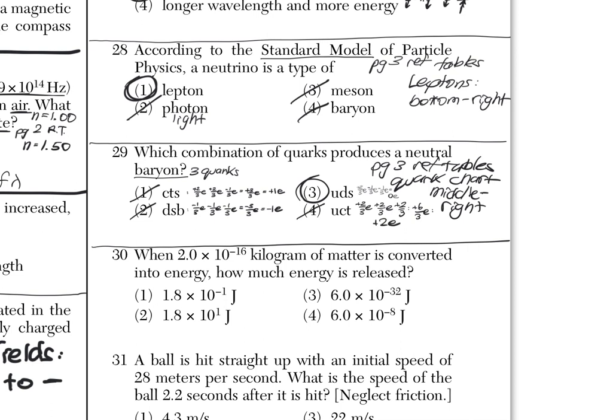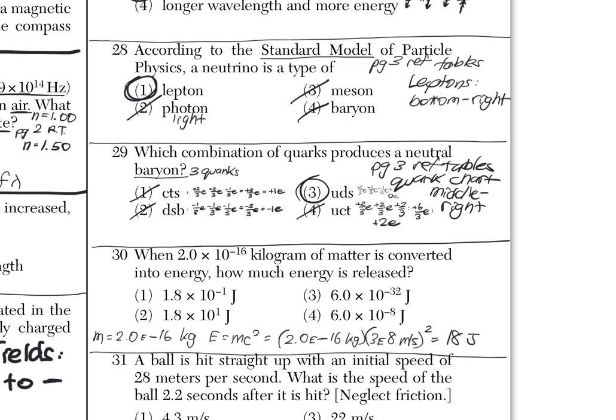Okay, number 30, they give us mass and they want the energy. How much energy is released? This is just an E equals mc squared question. The speed of light is found on page 1 of the reference tables, and don't forget to square it. And so we wind up with 18 joules, which is choice 2.